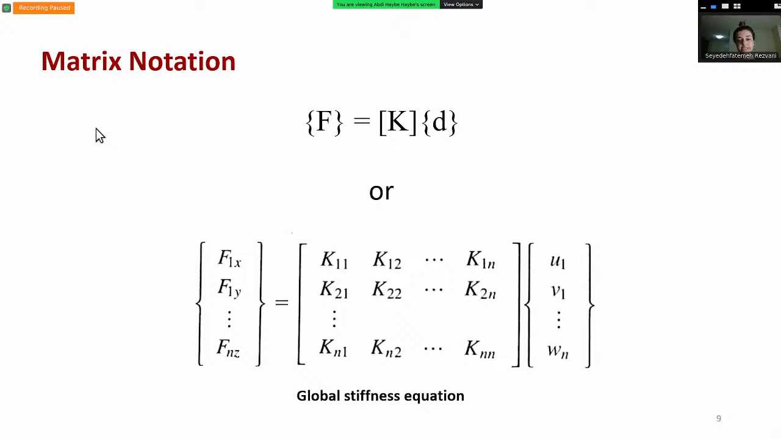The global stiffness matrix is used to correlate the global nodal forces F and the global nodal displacements D by this equation. This equation, which is often known as the global stiffness equation, symbolizes a collection of simultaneous equations. It is the fundamental formula used in analysis using the stiffness or displacement method.